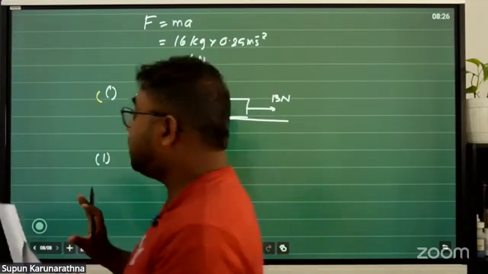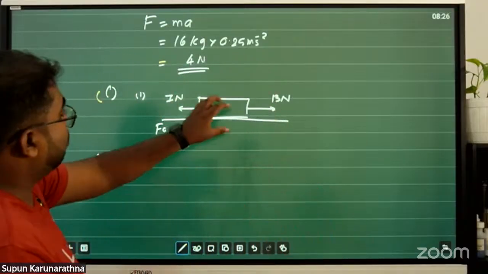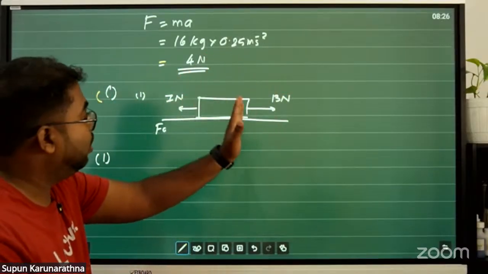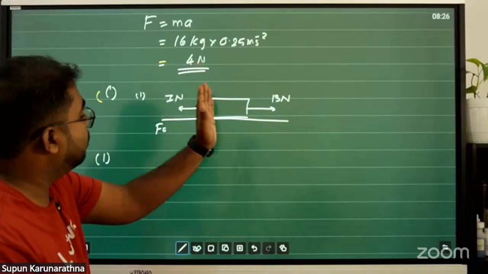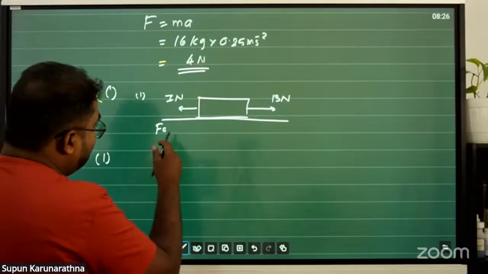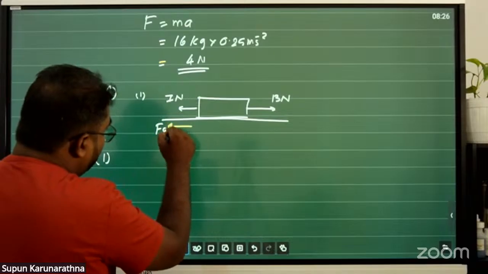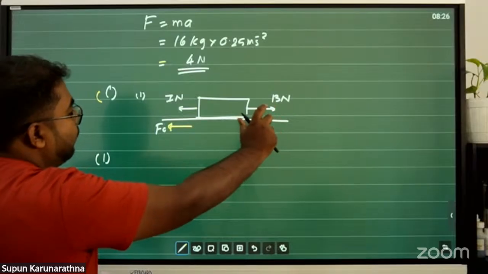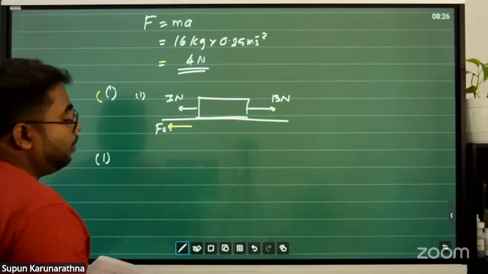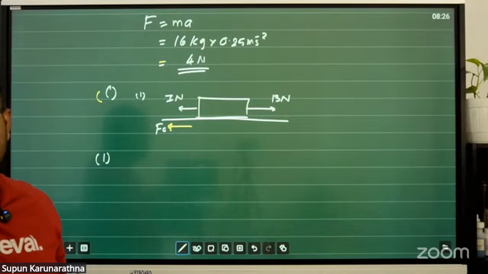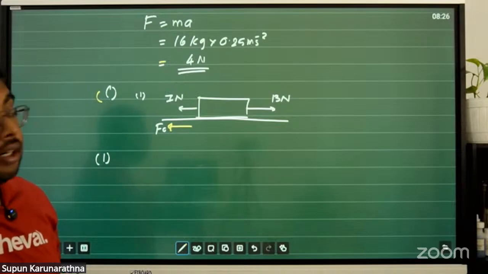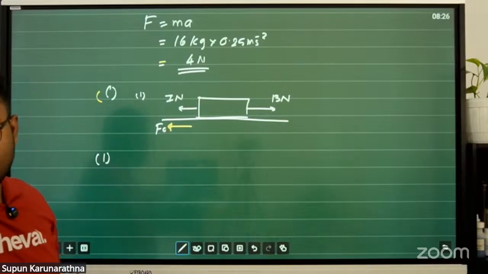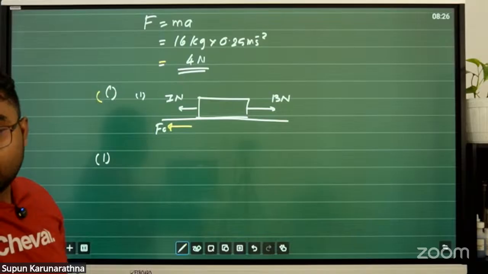That means you can see that there are already 2 forces, here 13 Newton and here 17 Newton. If there are any 2 forces and it says the object is not moving, that means the resultant force should be 0, right? Not moving means the resultant force should be 0. So how do we find it?